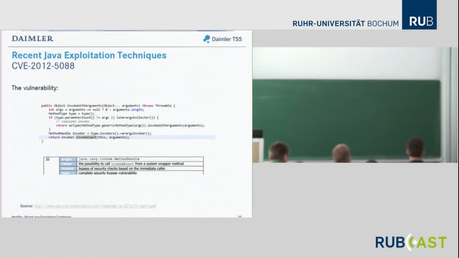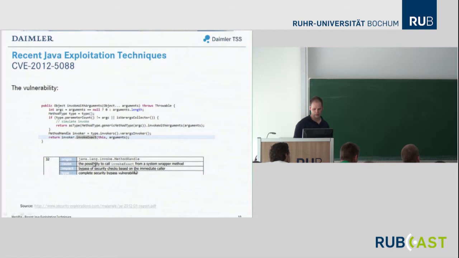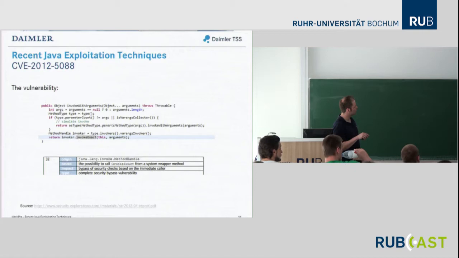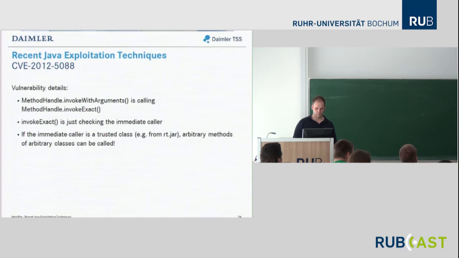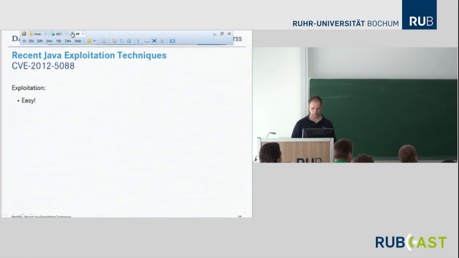And this is also from the Security Explorations paper: the possibility to call invokeExact from the system wrapper method, a bypass of the security check on the immediate caller. And the invokeExact method is a native method. It's not defined in a Java class. That's why I said either he found it by just testing it, or maybe he looked at the JVM code. So whenever you're able to call this method, you can run any method with full privileges. So exploitation is easy. Let's look at the code.